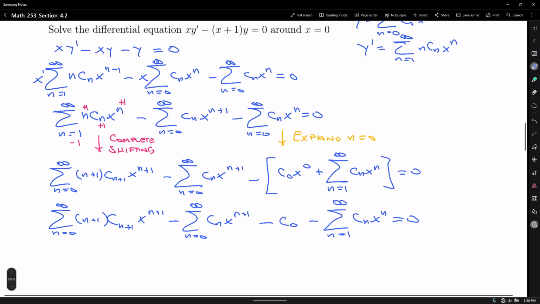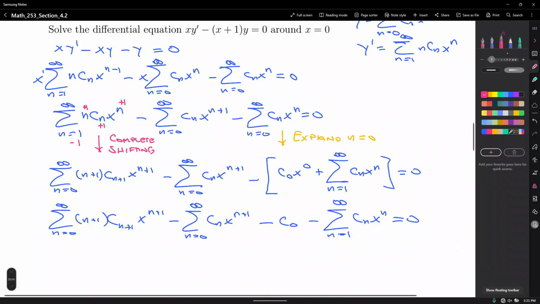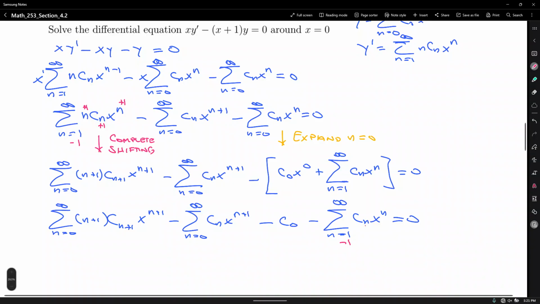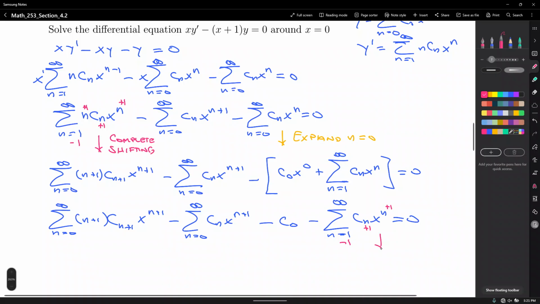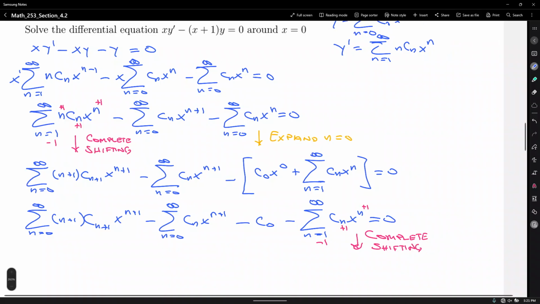Now, did you see how we can add 1 to all the n's inside of the last series and subtract 1 to the starting index? That's going to take us to the power n plus 1 and to a starting index at 0. Okay, so let's subtract, add, add, right? That means a complete shift, complete shifting. All right. Okay, so let me do that.